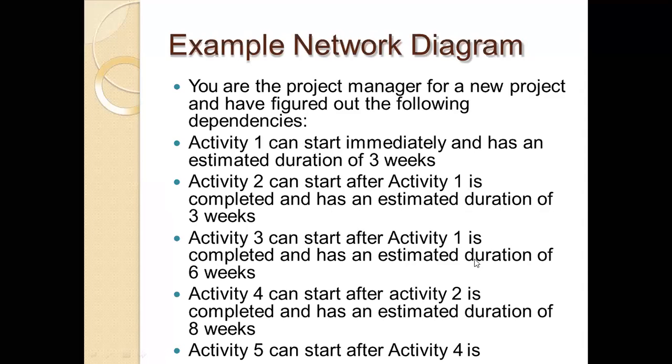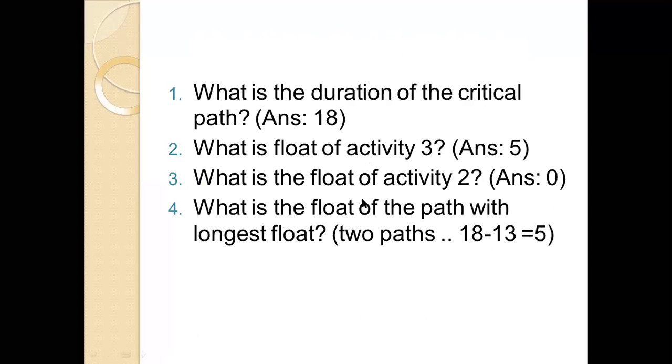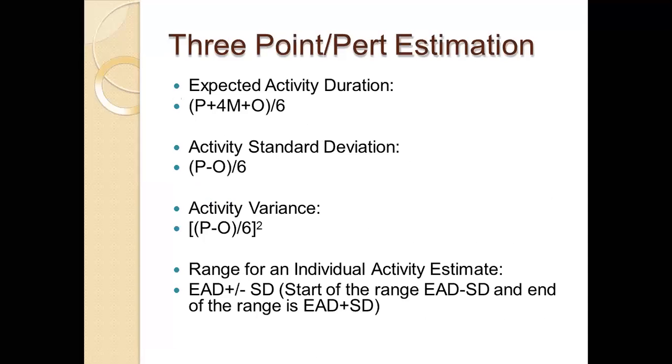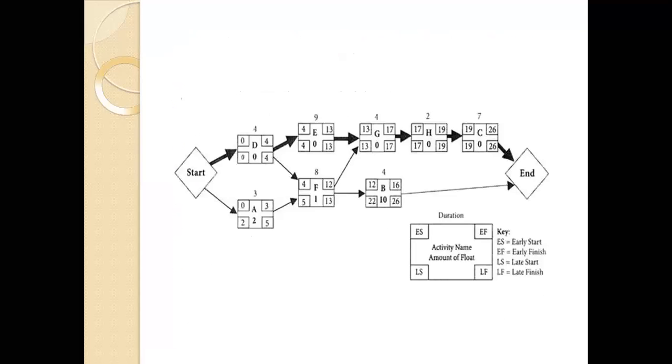But in case of activity 3, the float is 6, just because 6 minus 1 works out to 4. So in this way, we can see how we can calculate the float of an activity. So this is the diagram representing the various activities.